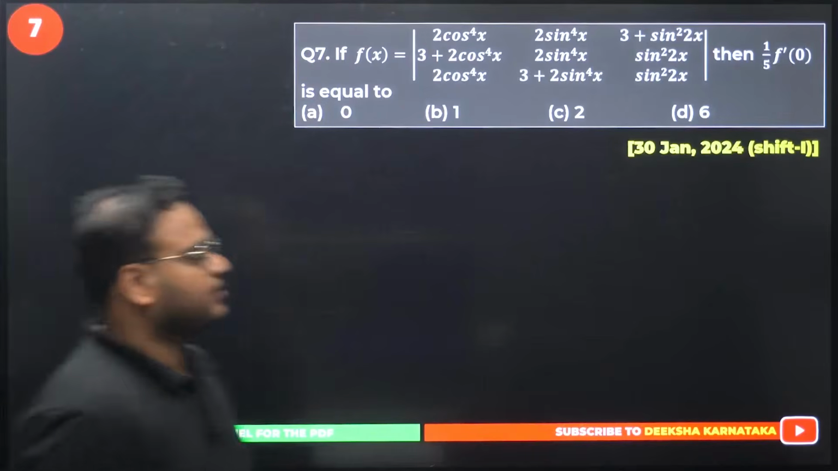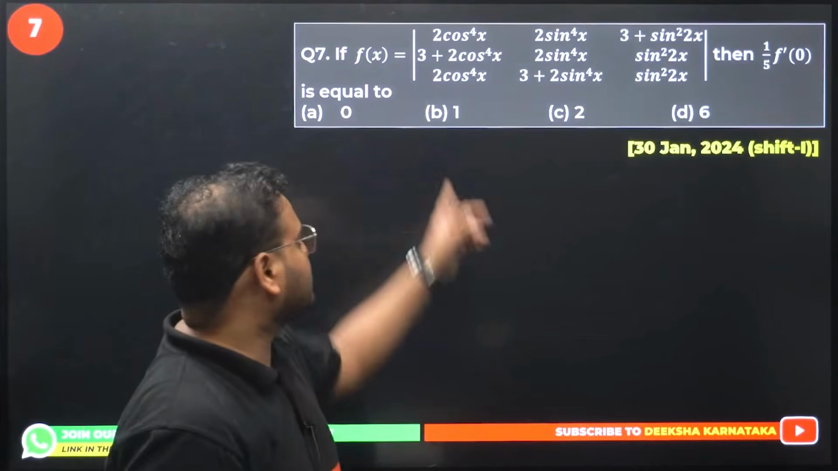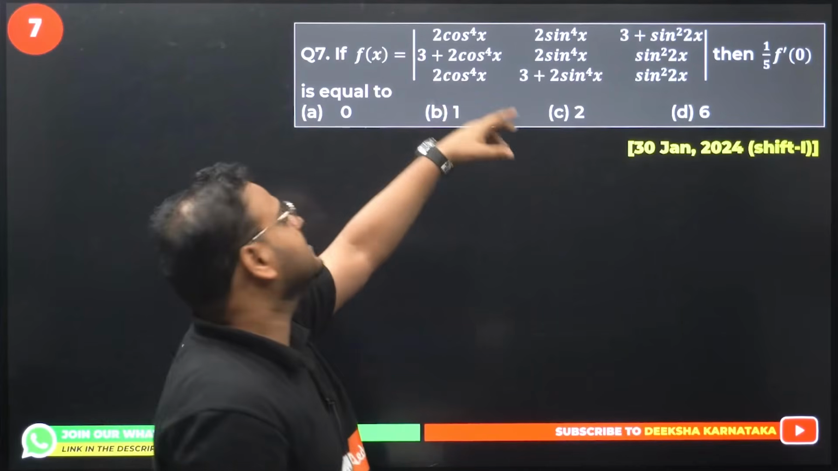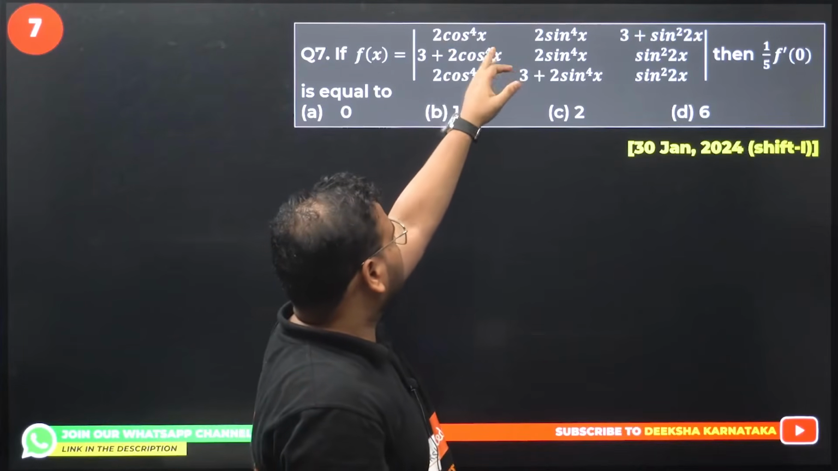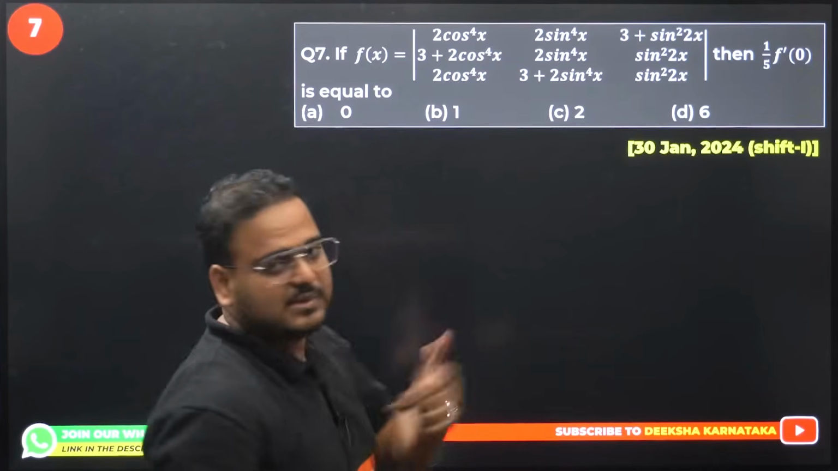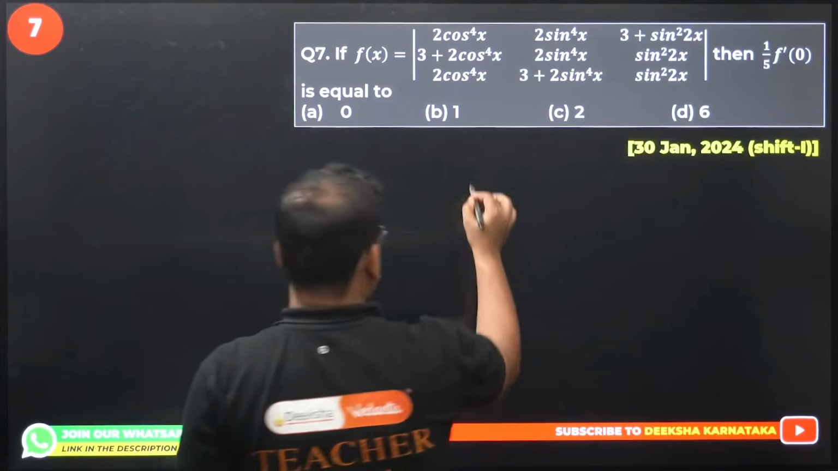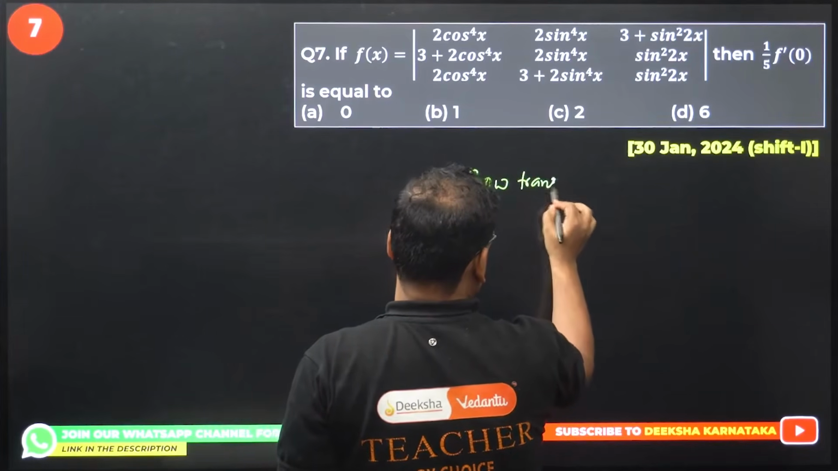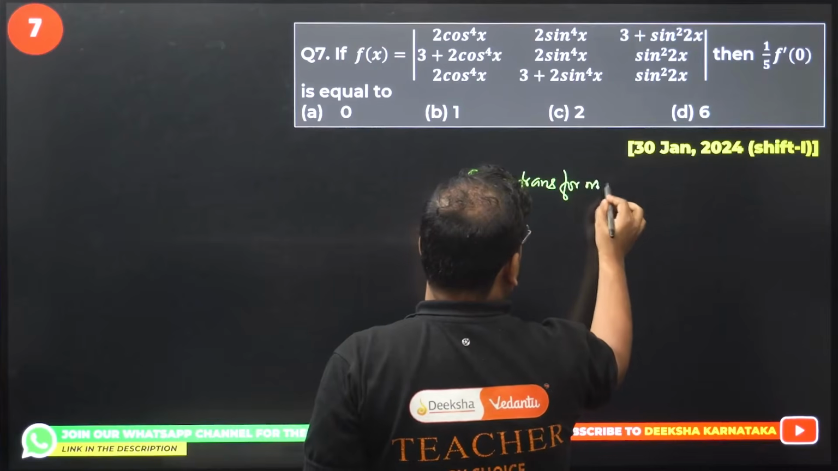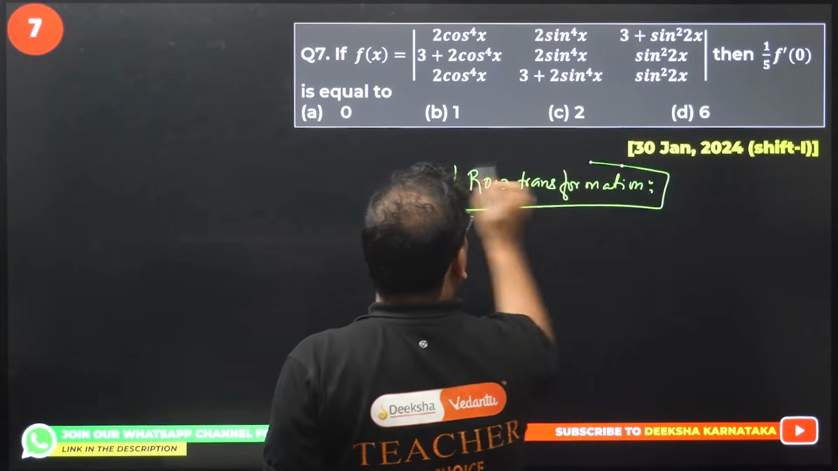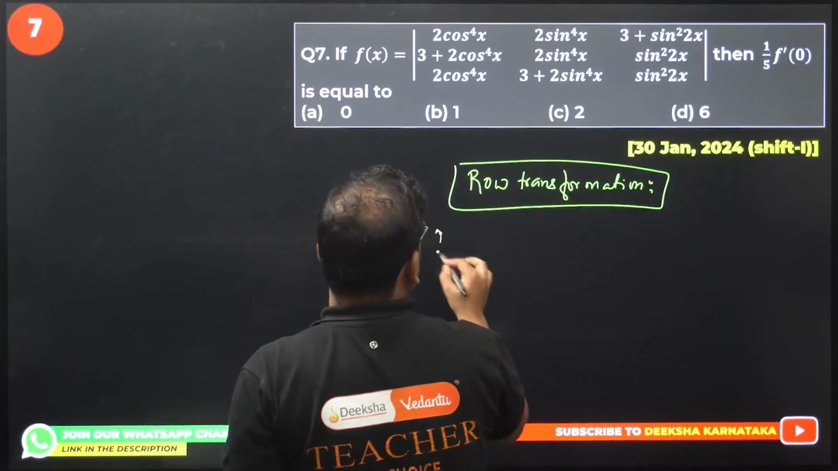Question number 7 now. We have done a similar approach in one of the questions. Difficult terms are given to you. Okay, but the good thing is the terms are the same. 2 cos power 4, 2 cos power 4, like that. Okay. So what is the next step? Simply apply the row transformation. And after that, next will be what? Find the determinant.